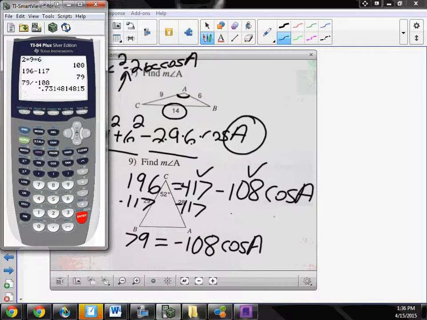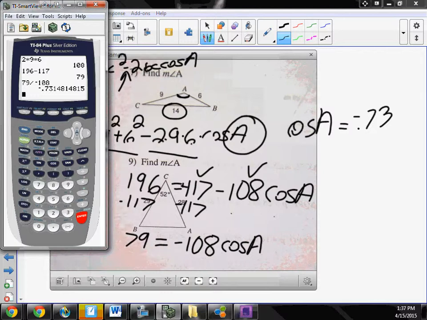Anytime you have side angle side, there is an answer. But when you get to this step, if you get one that says like 3.6, you made a mistake. Okay? When you get here, cosine of A has to equal some number between 1 and negative 1. So how do I figure out what that number is? Inverse. So the inverse cosine of, well, I'll just put answer, is 137 degrees. And we're done.